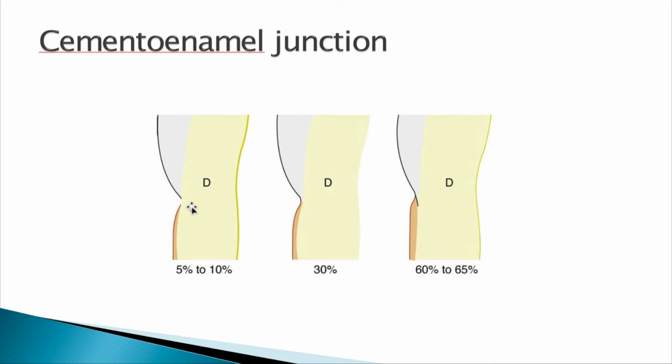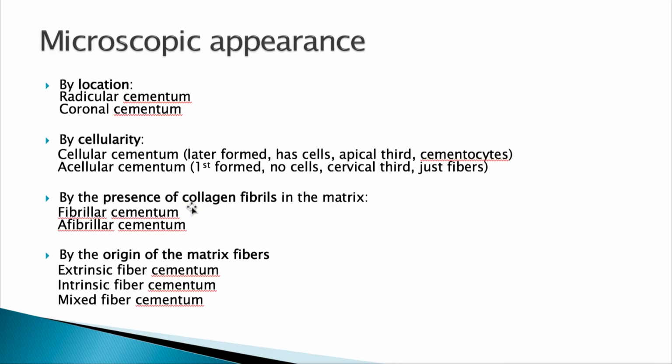Now, it can get confusing because cementum can be classified in many different ways, but this is a very simple way of thinking about it. We can classify cementum based on location, by its cellularity, by the presence of collagen fibrils in the matrix, or by the origin of the matrix fibers. Let's first define some of these terms. Radicular cementum is cementum that is found on the root surface. Coronal cementum is that cementum that forms on the enamel covering the crown, much like we saw in the previous slide.